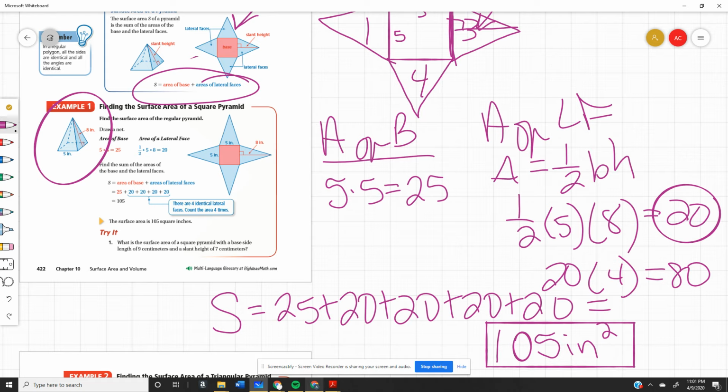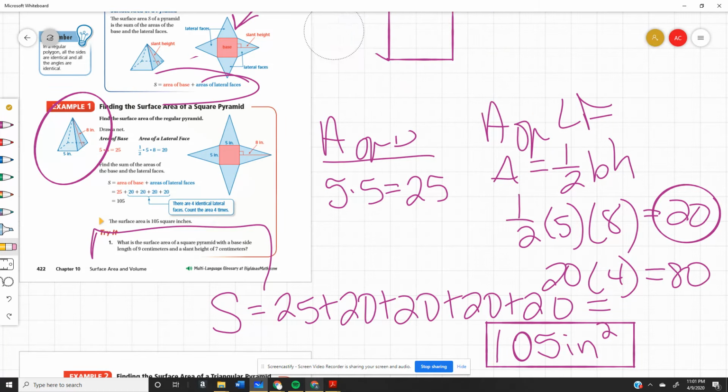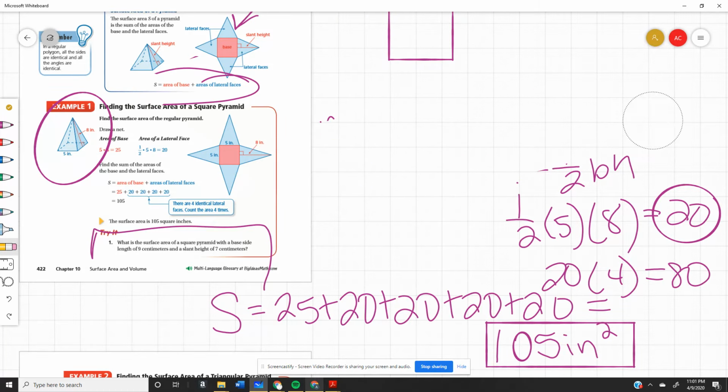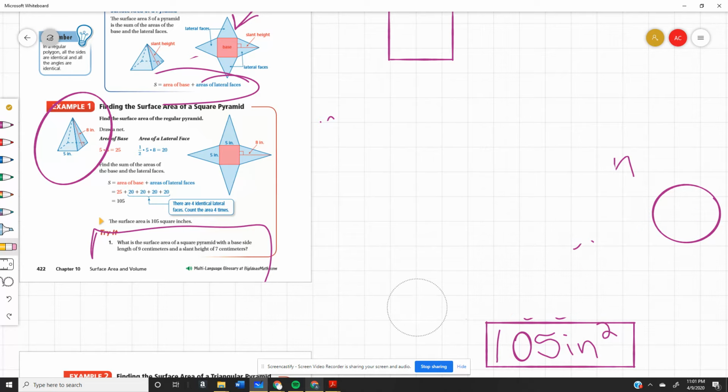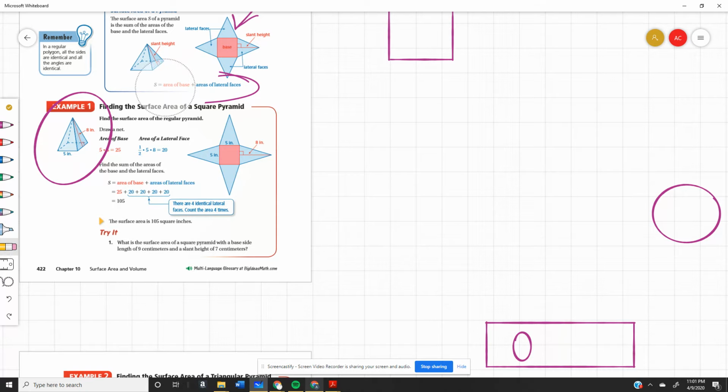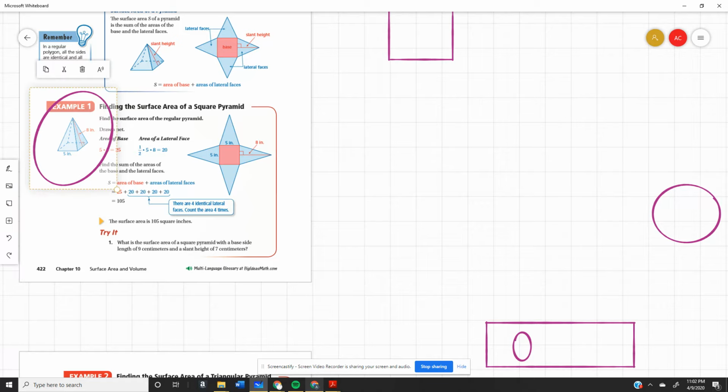So now I want you to do the try it right here. It says, what is the surface area of a square pyramid or a regular pyramid with base side lengths of 9 centimeters and a slant height of 7 centimeters? So I'm going to go ahead and erase some stuff while you're working this one out. And then by the time you get it worked out, I'll be done erasing and we can work this one out together. I'm not going to delete that one.